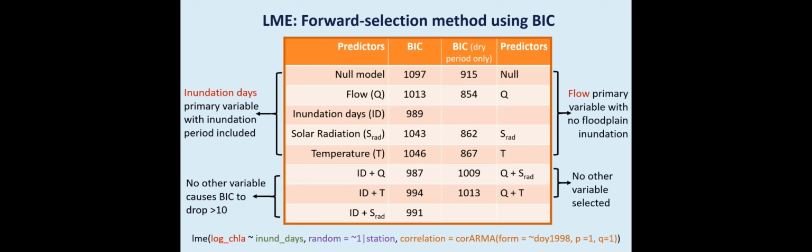And again, as we tested for the second variable to be added, the process strongly rejected the addition of a second predictor. Thus, during floods, inundation period seems to be the most important predictor of productivity. However, for the rest of the time, flow is the strongest predictor. In either case, solar radiation or temperature are not selected as significant predictors.